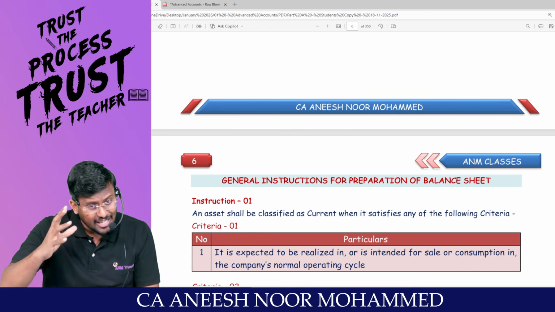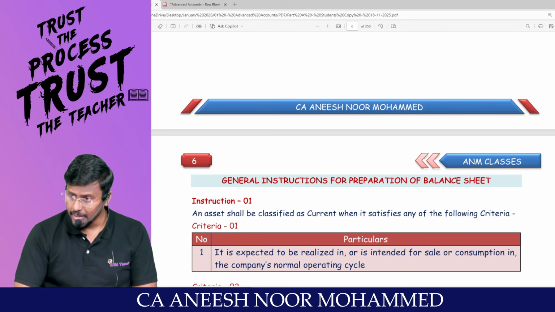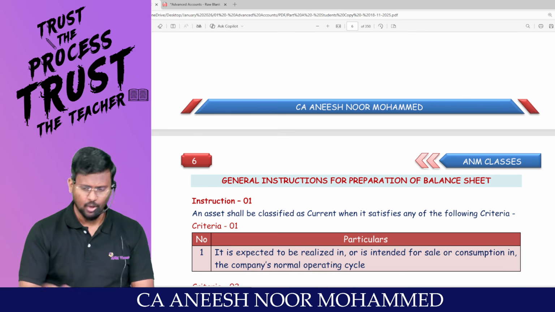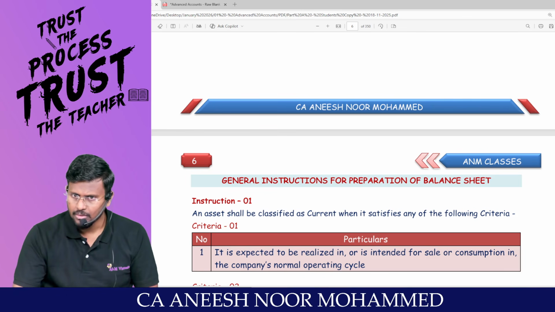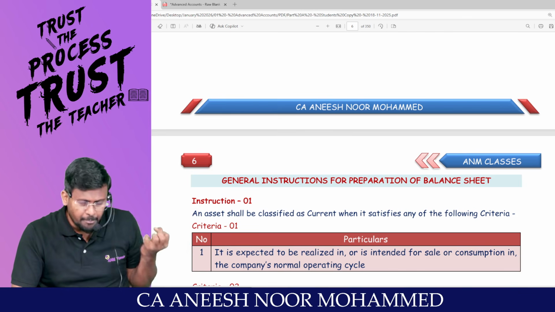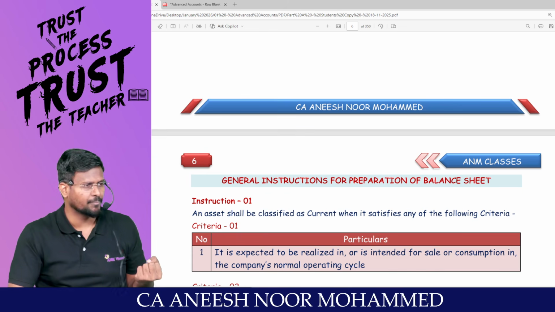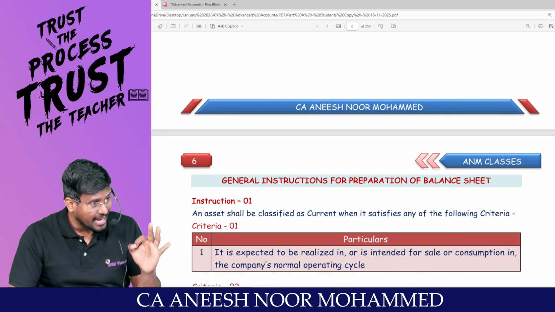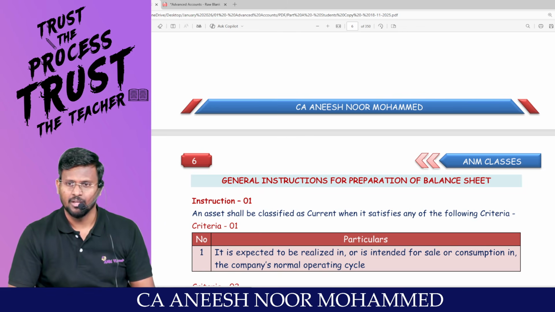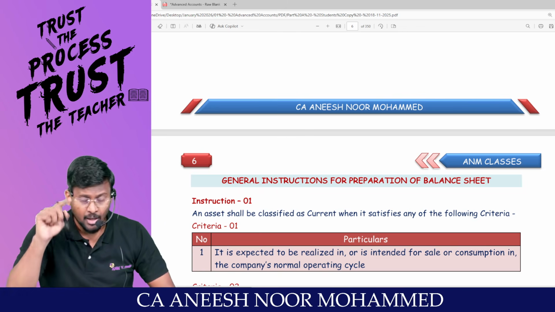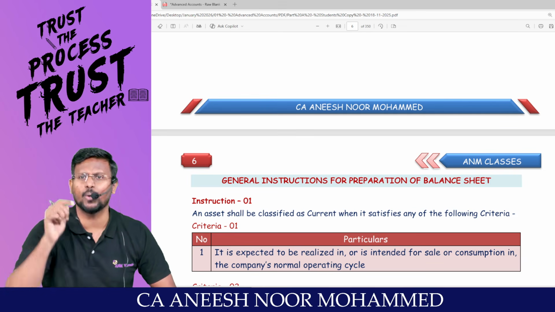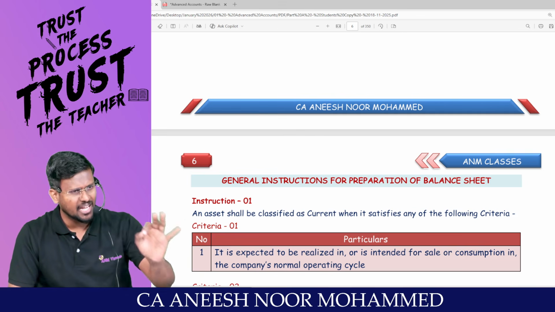Non-current means long-term. How many long-term items are there? 4. Number 1, long-term borrowings. I borrowed from a particular person, which are long-term in nature. Deferred tax liabilities net. That means I am liable to pay the government in future, but that liability I am not liable to pay now, as it has a life of more than 12 months. That's what deferred tax liability net.